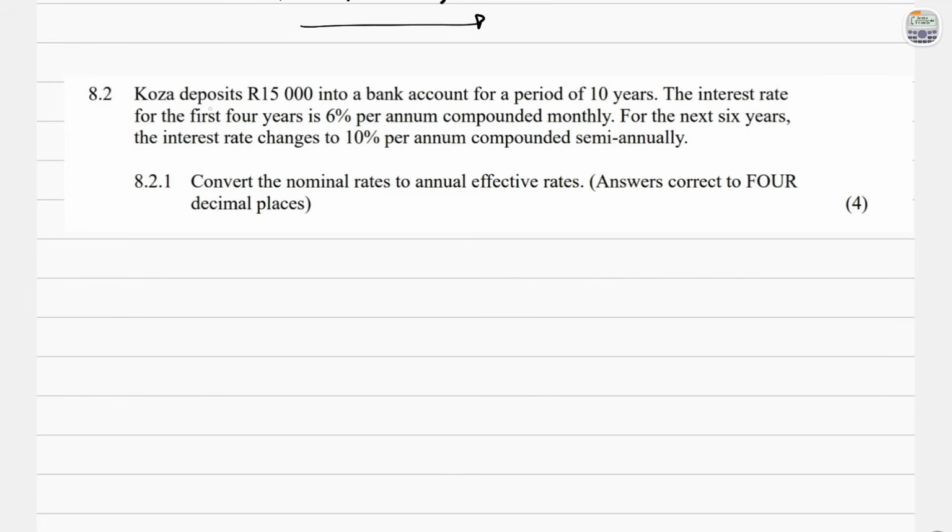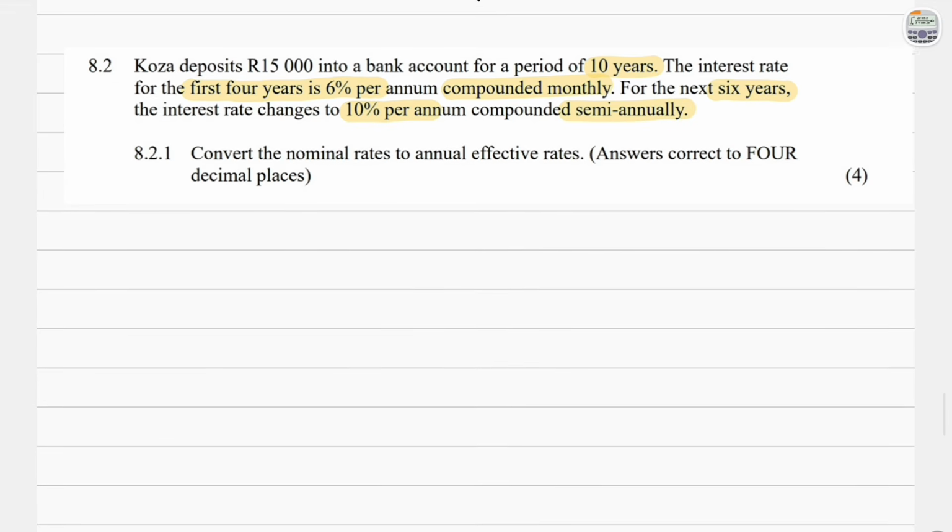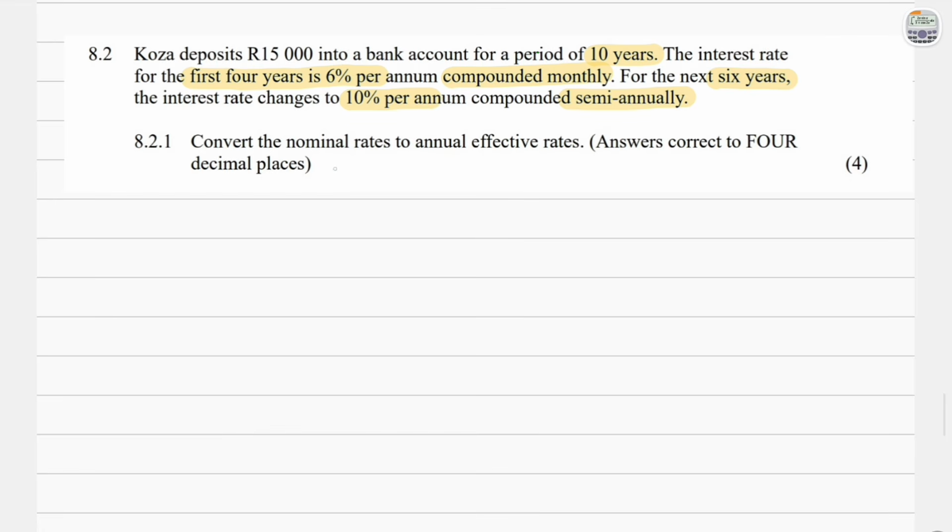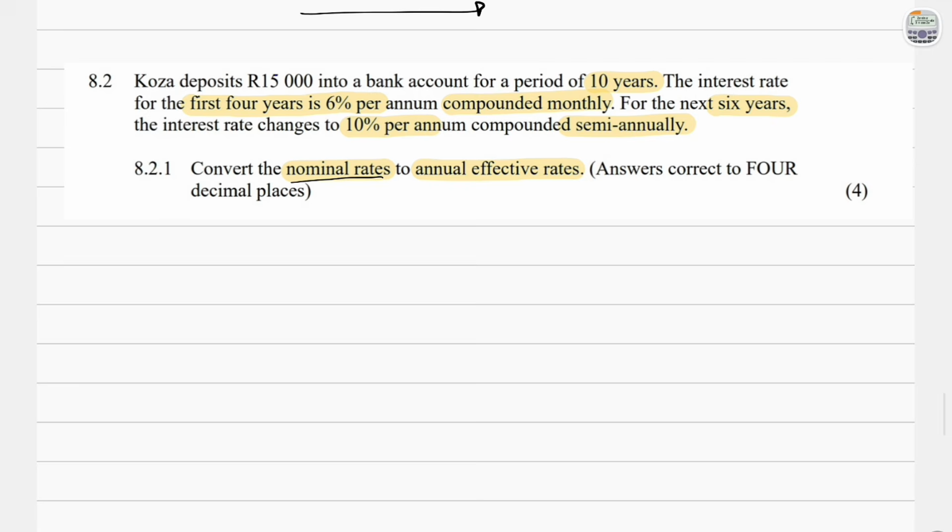Question 8.2 says, Khoza deposits 15,000 Rand into a bank account for a period of 10 years. The interest rate for the first 4 years is 6% per annum compounded monthly. For the next 6 years, the interest rate changes to 10% per annum compounded semi-annually. And then they say 8.2.1, convert the nominal interest rates to annual effective interest rates. Answer is correct to 4 decimal places. Okay, so in this question, it's funny how they started off telling us all this information and then jumped to nominal and effective interest rate, but that's fine.